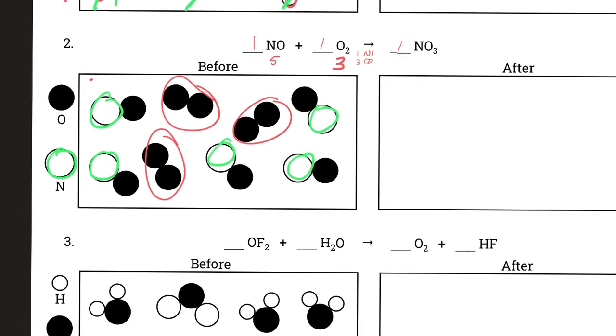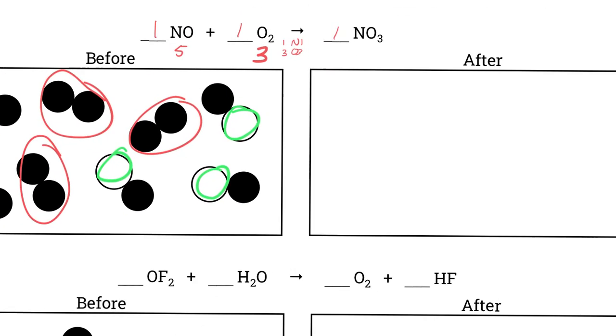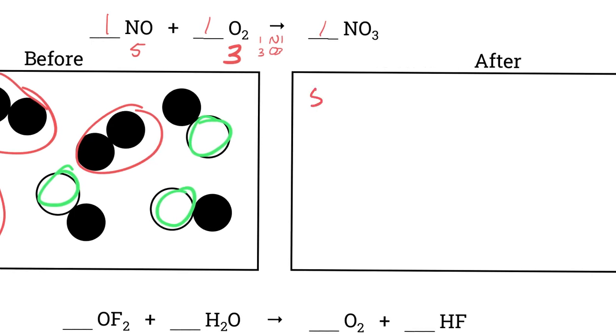I'm going to take NO first. How many did I have? How many do I have for nitrogen? I've got 5. So 5 NO. If I have NO on the top, this is my bridge. So what number is going to go with the NO? This is the bridge. It's 1 because there's my coefficient. So I'm going to say 1 NO.